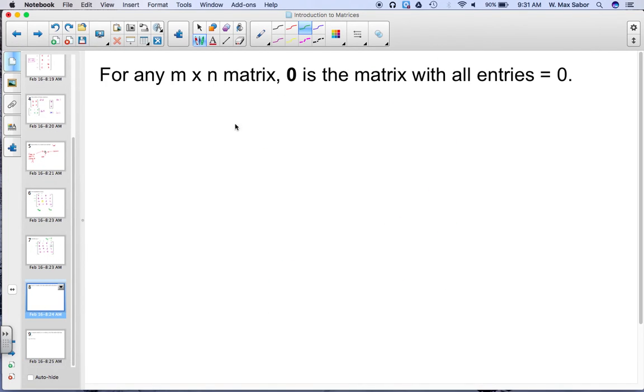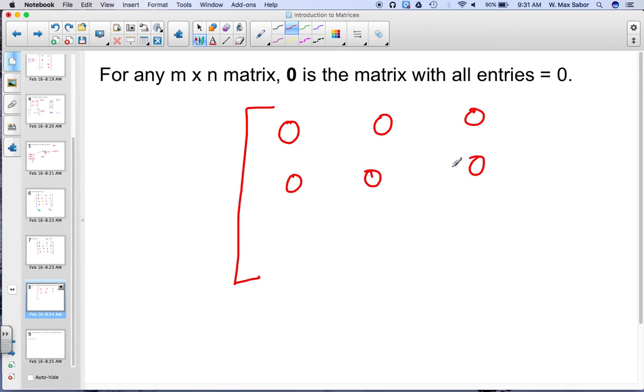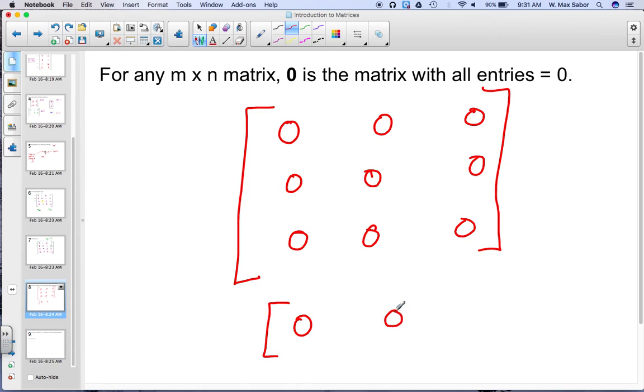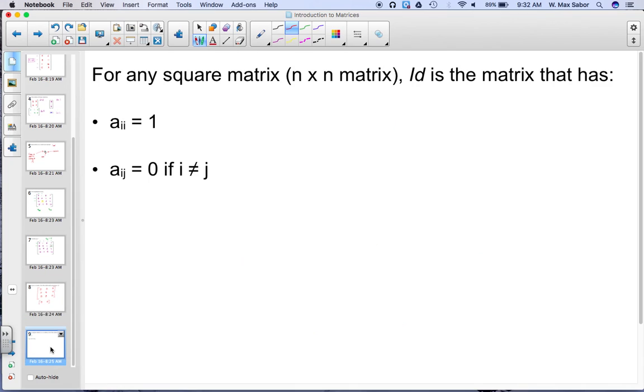We call a zero matrix a matrix with all entries equal to 0. So this is an example of a zero matrix, and it works in many cases the same way that just the number 0 works. But we would also call this a zero matrix. These matrices are not equal. In order to be equal, they have to have the same order and the same elements.